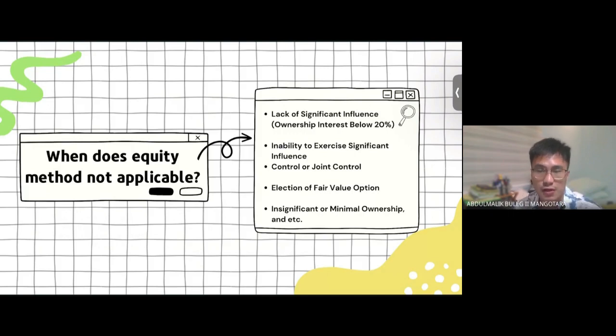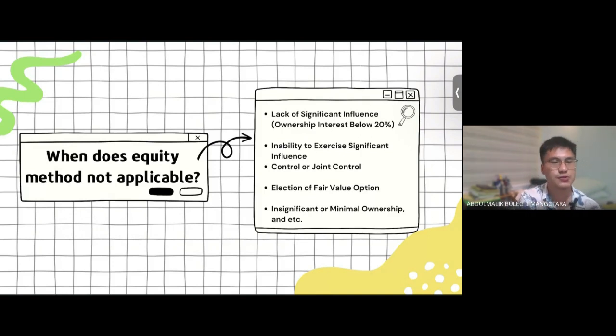Third, control or joint control. If the investor has control of the investee, the investment is accounted for using consolidation rather than the equity method. If the investor has joint control, the investment might be accounted for using the equity method or proportionate consolidation, depending on the nature of the joint arrangement, joint operation, or joint venture.